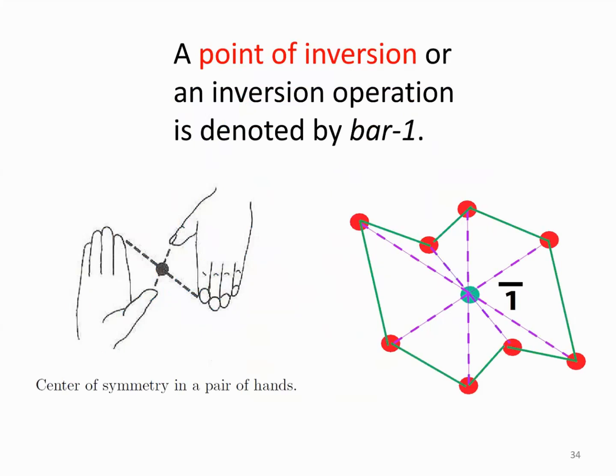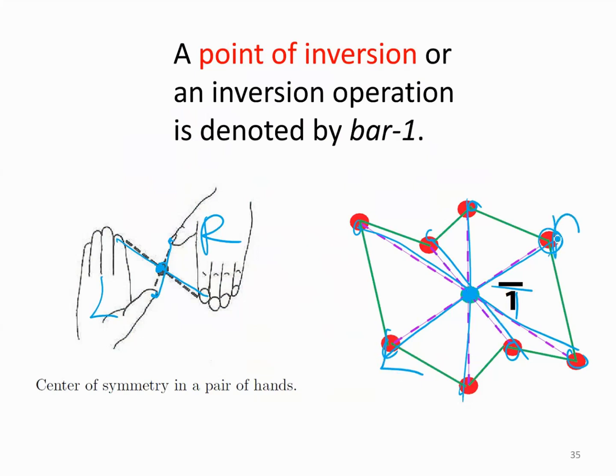Okay, clear? So a point of inversion or an inversion operation is denoted by bar 1. We can see that if you link this point to this point, this point to this point, this point to this point, they all go through one inversion point. So this inversion point we denote as bar 1. Same thing applies to a pair of hands. We connect this point to this point, and you pass through the same common point. This is left hand, this is right hand. This is the left atom, then this will become the right atom. The pair must always have different handedness.